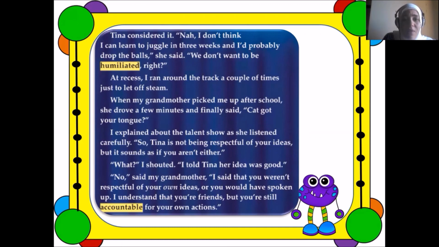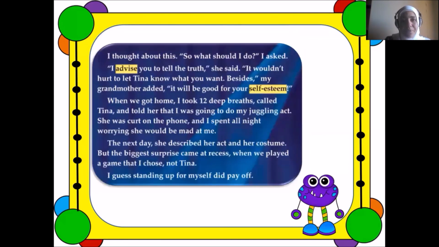"So, Tina is not being respectful of your ideas, but it sounds as if you aren't either." "What?" I shouted. "I told Tina her idea was good." "No," said my grandmother. "I said that you weren't respectful of your own ideas, or you would have spoken up. I understand that you're friends, but you're still accountable for your own actions."